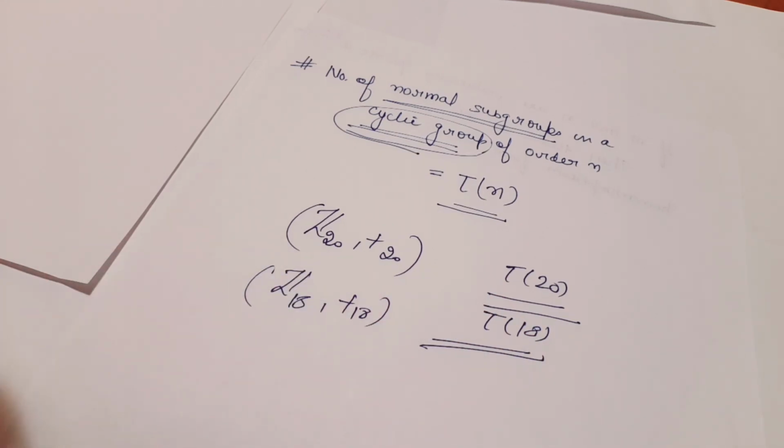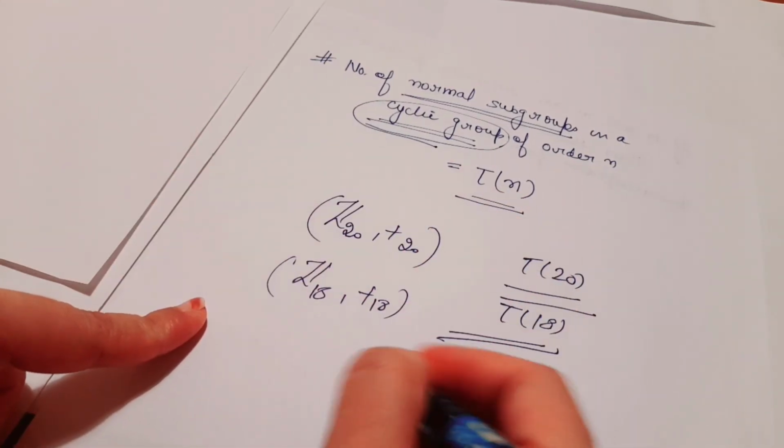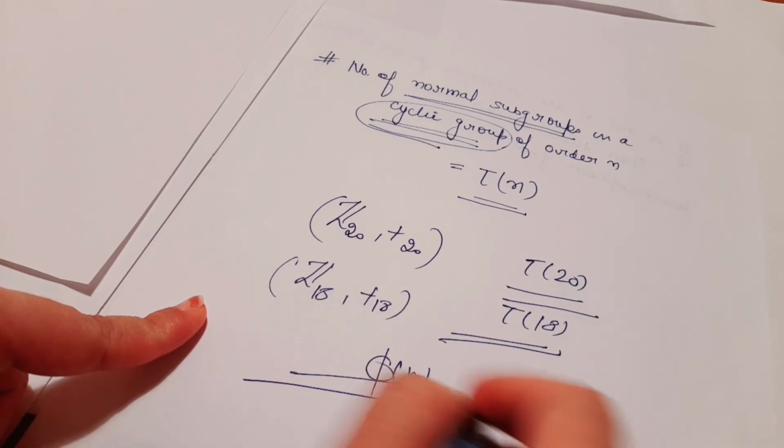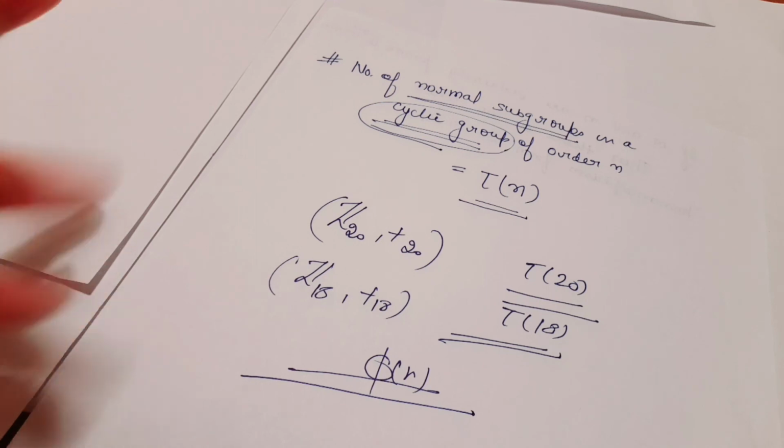I hope you got what tau n is, what sigma n is, why we use these functions, and what phi n is. I am discussing everything nowadays. Un also, dn, many functions you can see on my channel.